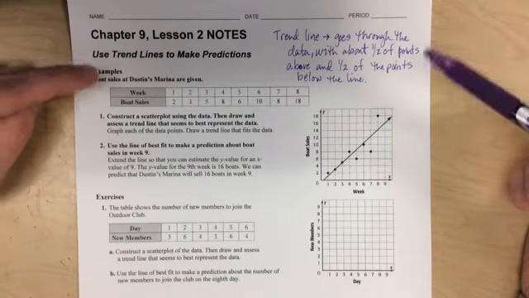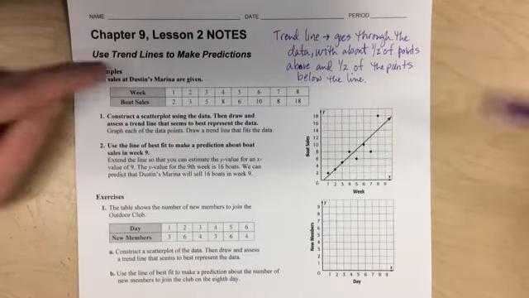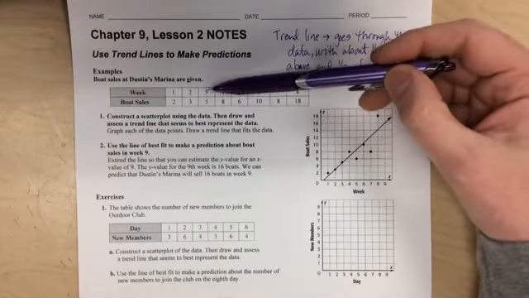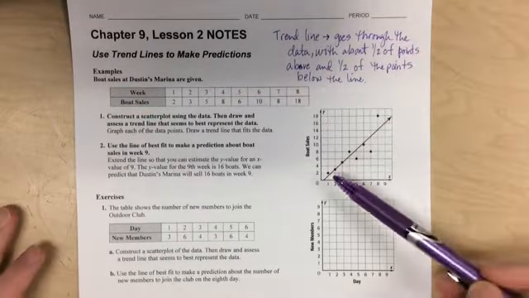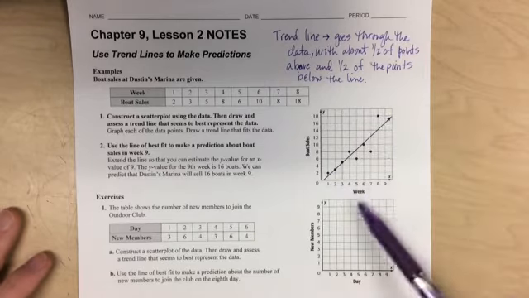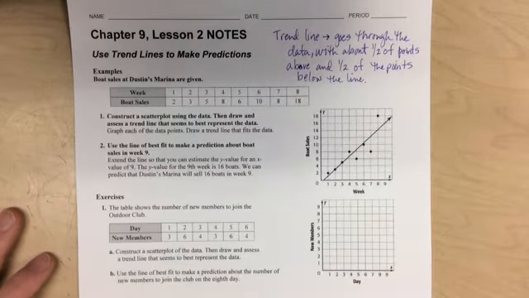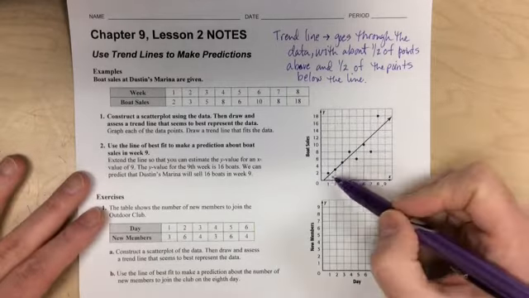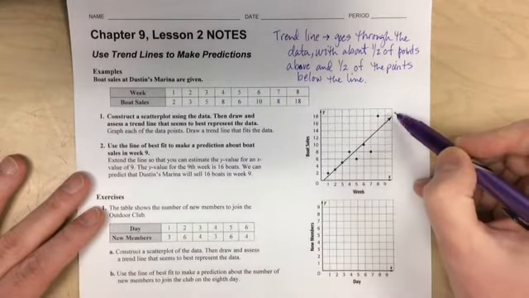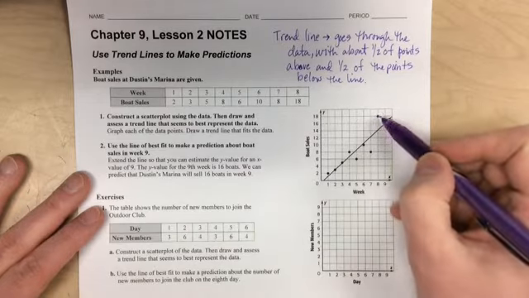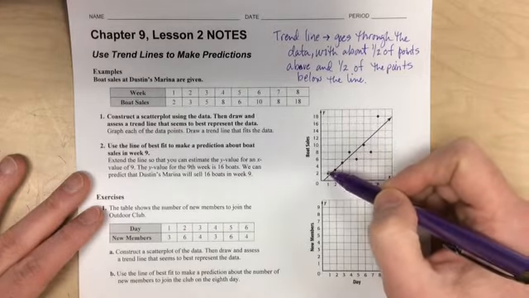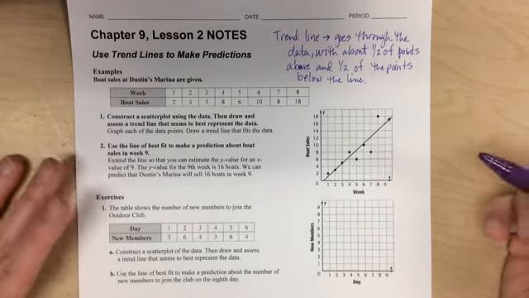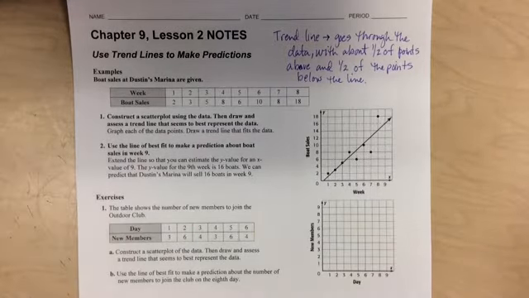The boat sales at Dustin's Marina are given below. So in week 1, they sold 2 boats. In week 2, they sold 3 boats. In week 3, 5, 4, 8, and so on. And they plotted this on the graph, the number of weeks and the number of boats that they sold. And once they had all of those dots down, then they took a ruler and they drew a line through those dots so that about half of them, 1, 2, 3, 4, are above the line, and 1, 2, 3 are below the line. So again, it's about half. It doesn't have to be exact.